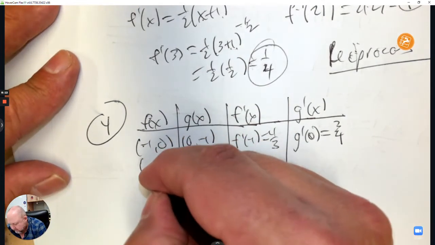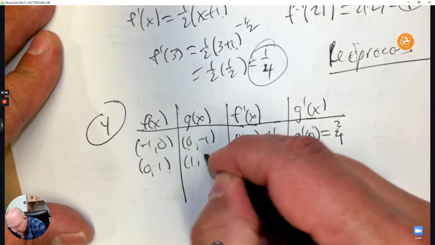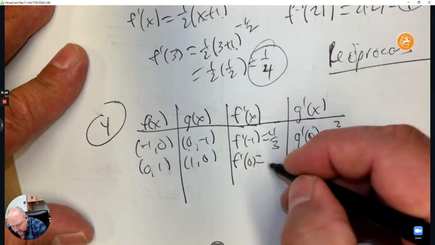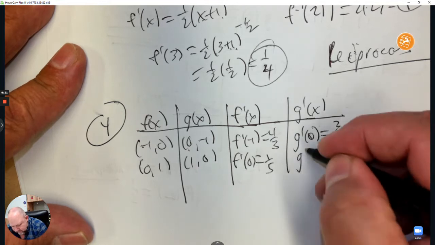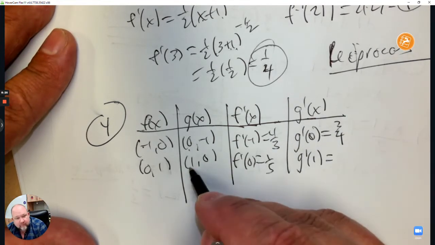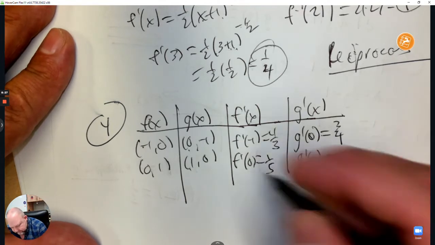Let's do it again. So we have a point (0, 1). So on the inverse it's (1, 0). The derivative at 0 is 1/5. That means the derivative at 1 is the reciprocal.